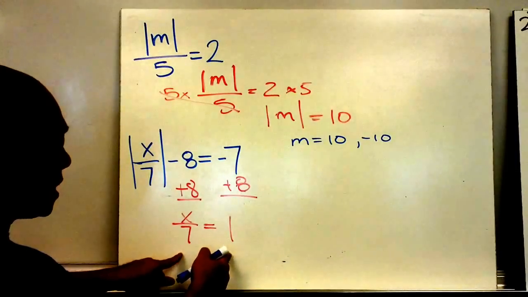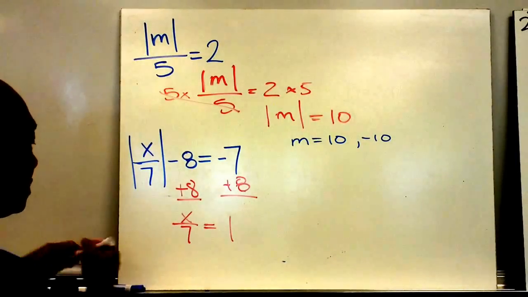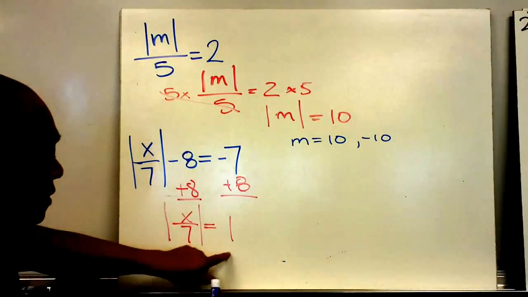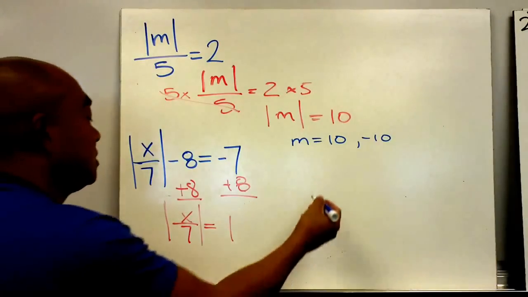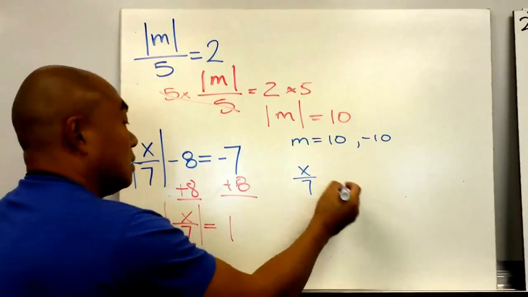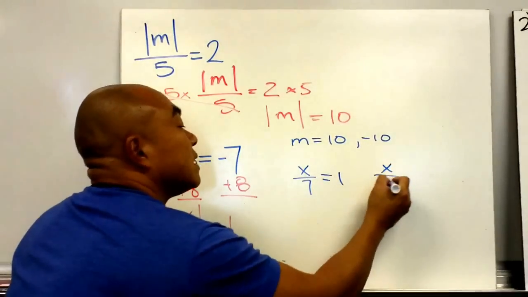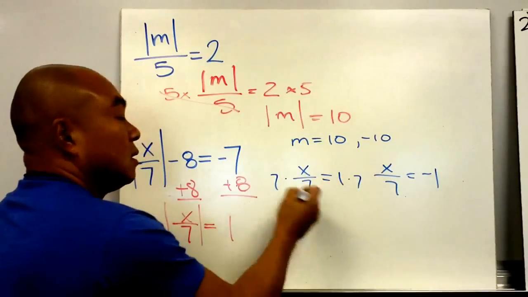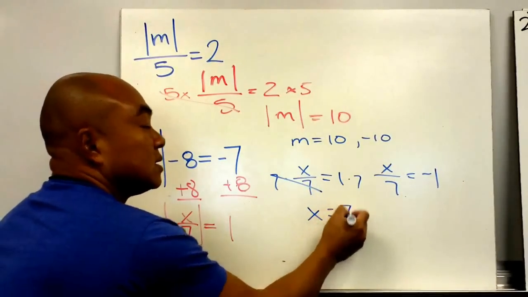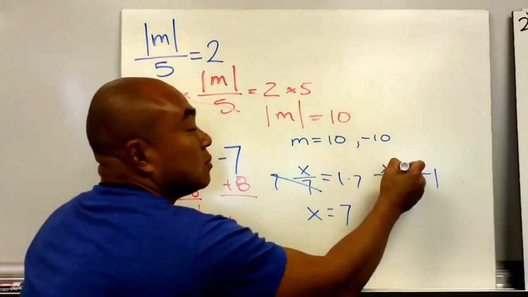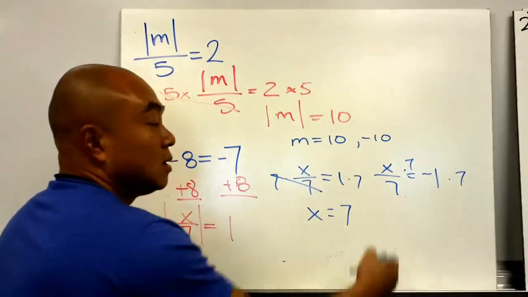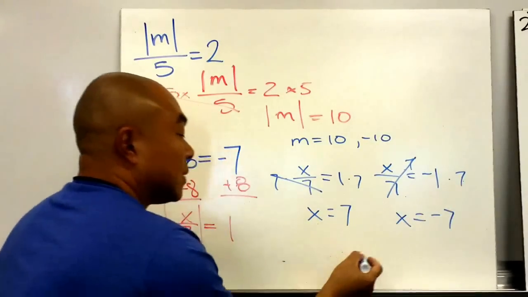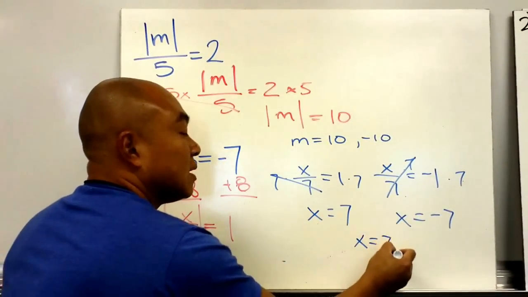Then here I'm going to go ahead and set this up. And here, well, I forgot to draw the absolute value. I'm going to set this up into a positive and negative version of that. So I have x over 7 is equal to 1, and x over 7 is equal to negative 1. So here, times 7, times 7, I have x is equal to 7. Here again, I'm going to multiply by 7, multiply this by 7. I now have x is equal to negative 7. So my answer for this is x is equal to 7 and negative 7.